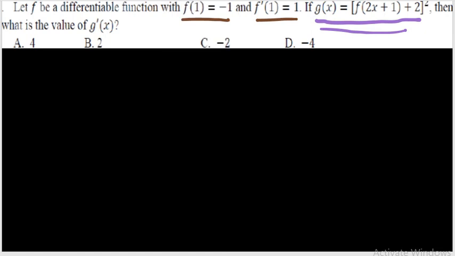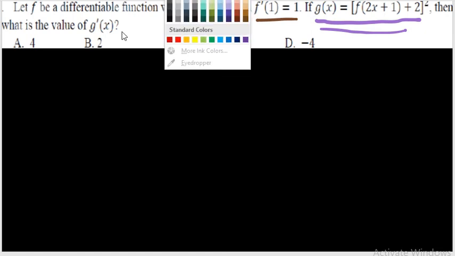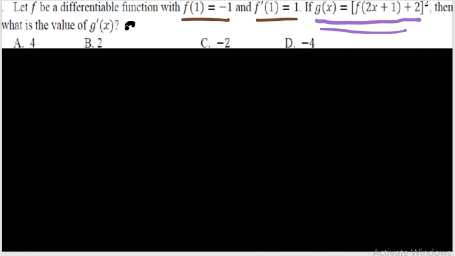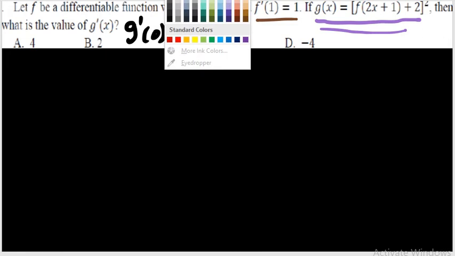Normally, this question has to be corrected. The question has to be g derivative at 0. This is what we are looking for. It says g derivative at x, but it must be g derivative at 0. So first of all, let us derive the function, and then we are going to insert 0.